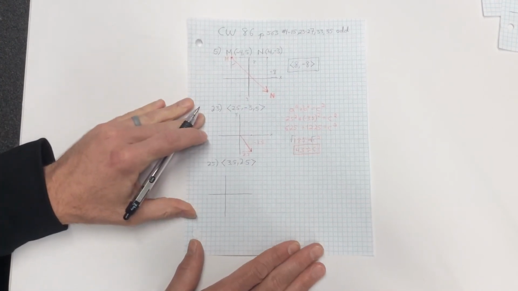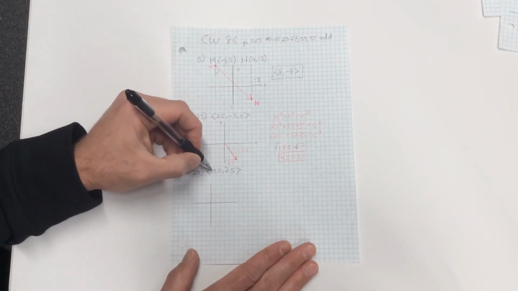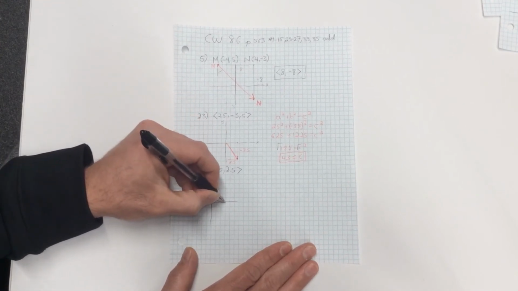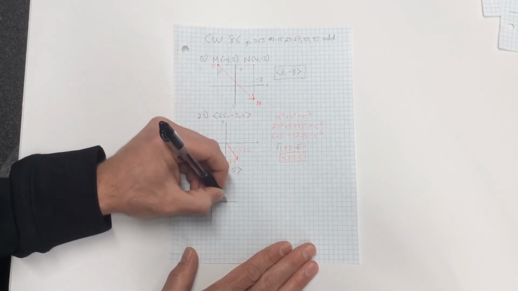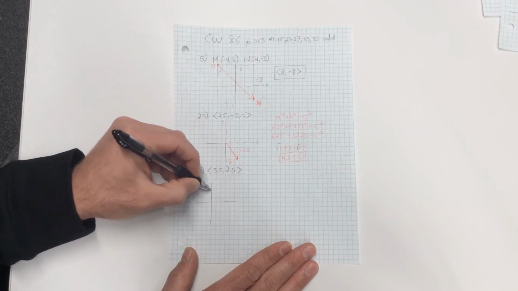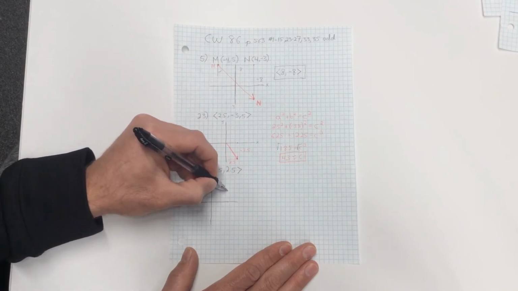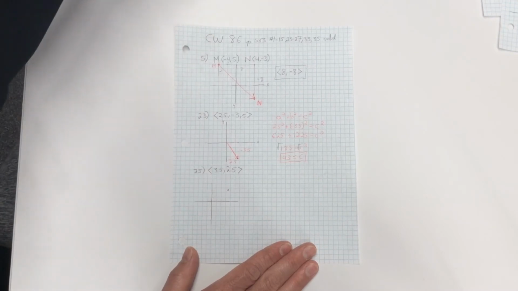Math is fun. Okay. So, over 3.5 this time. 1, 2, 3.5. Up 2.5. 1, 2.5. So we're going to be right about there. Switching to red.